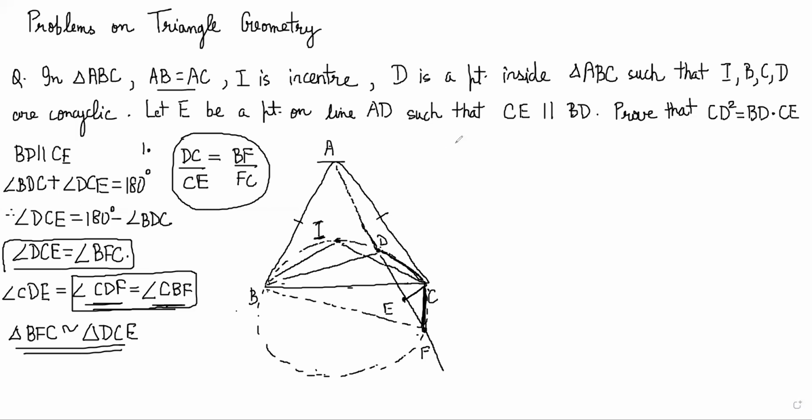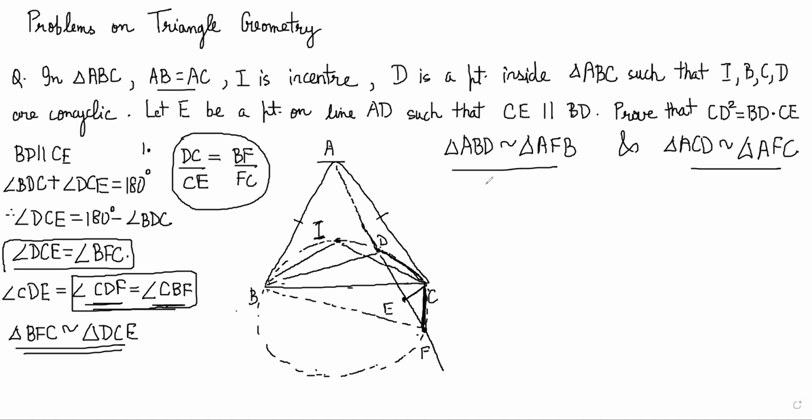So first I'll make a claim here. Triangle ABD is similar to triangle AFB, and I also want to show triangle ACD is similar to triangle AFC. Let's just prove one of them. You can prove the other by the same argument. So why is it similar? Let's look at the triangles.